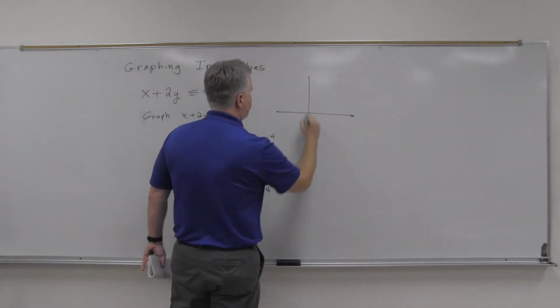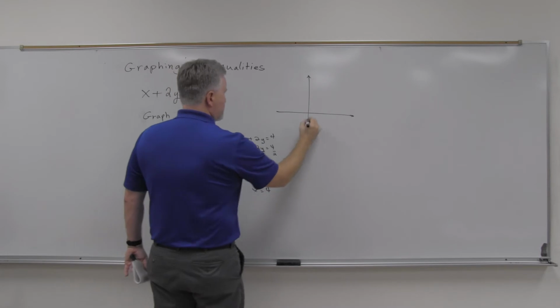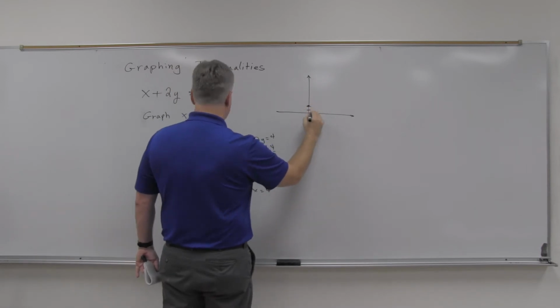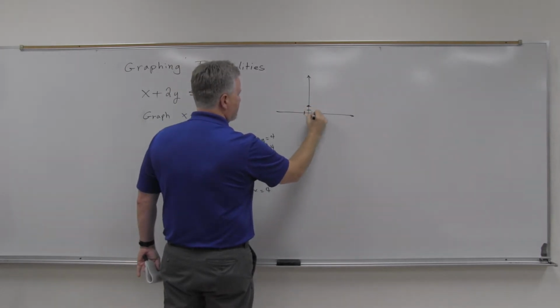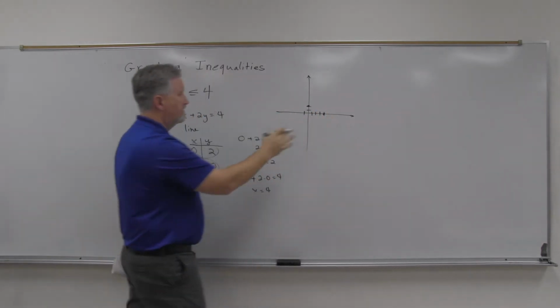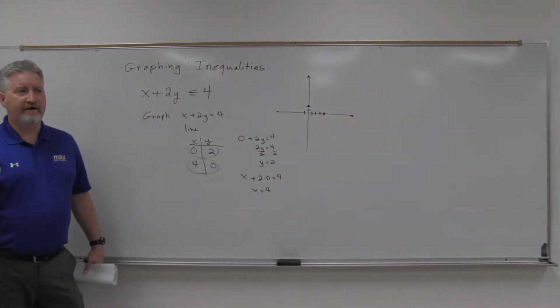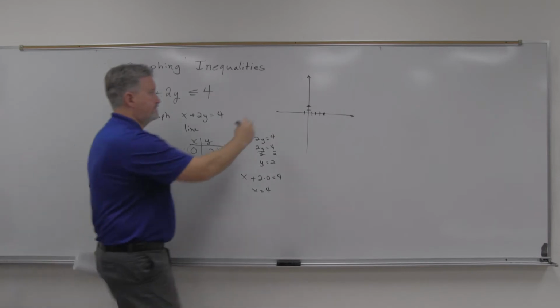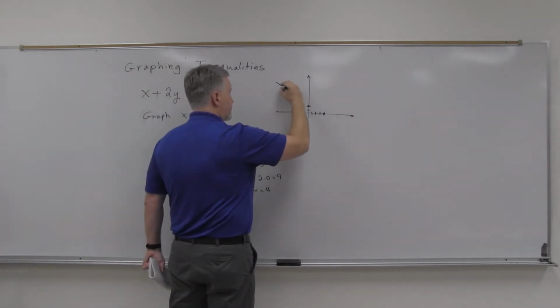So we graph that first. 0, 2, and 4, 0. So this is just one way to do that line. However you want to, I don't care. Just get the line graphed. So here it is.